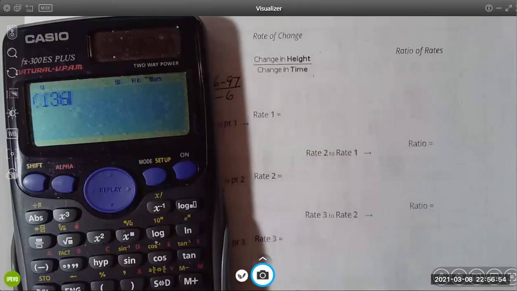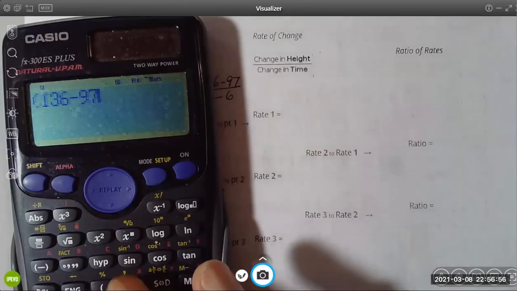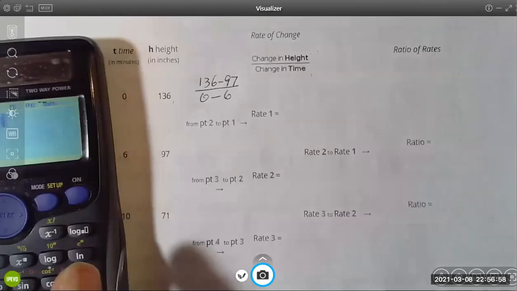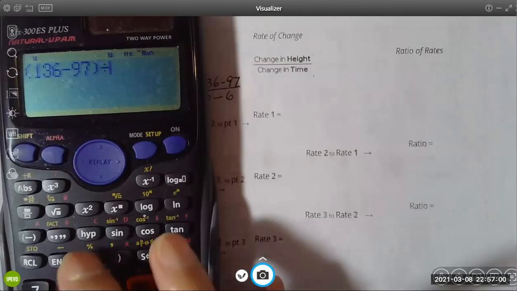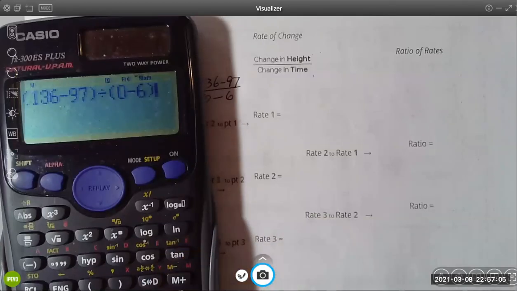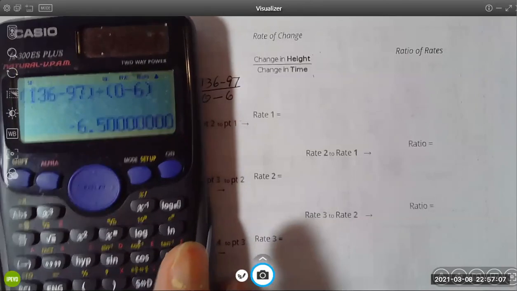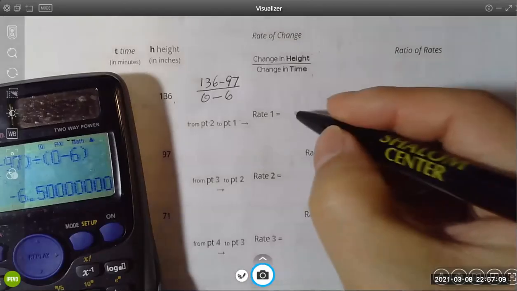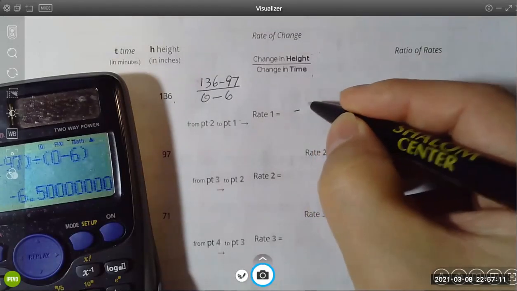136 minus 97, close parentheses, and divided by 0 minus 6. So everything is good. We got negative 6.5. So put it in here, rate 1, negative 6.5.